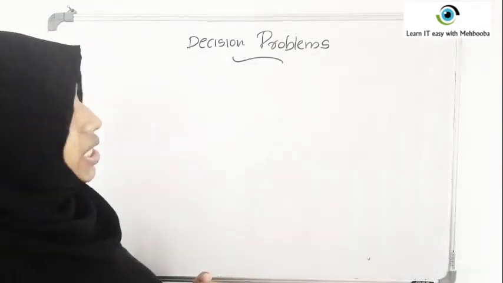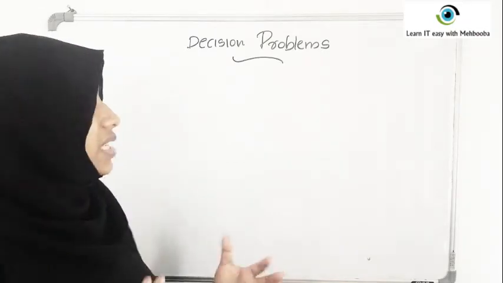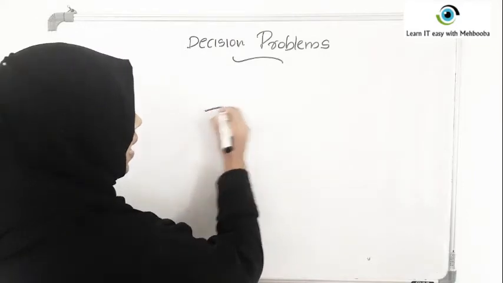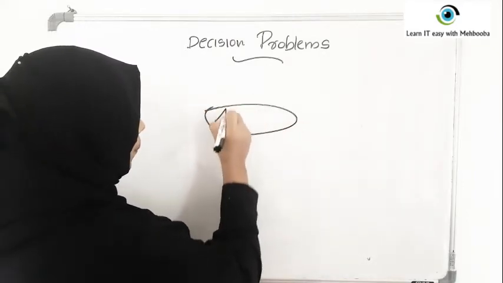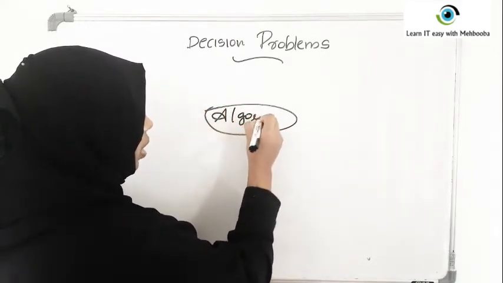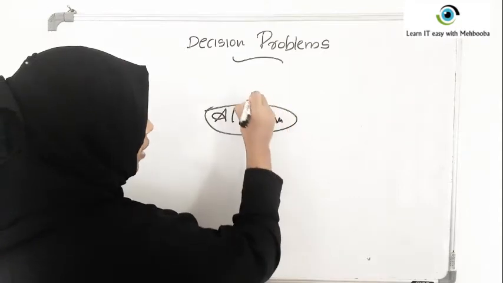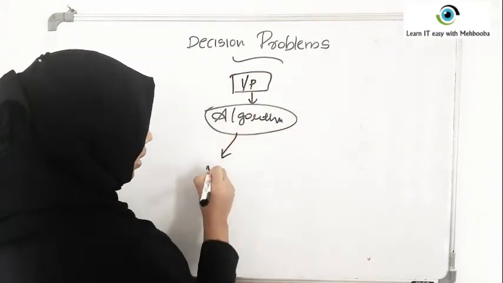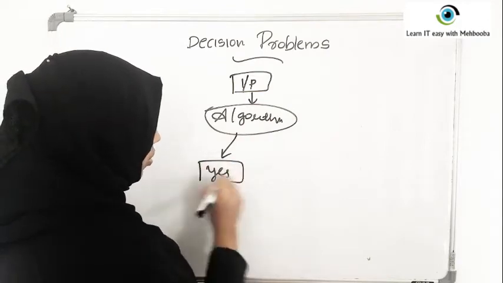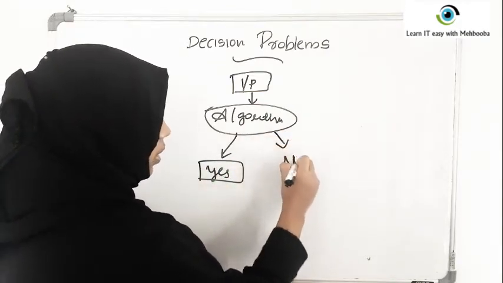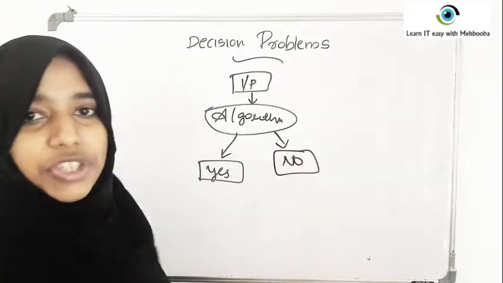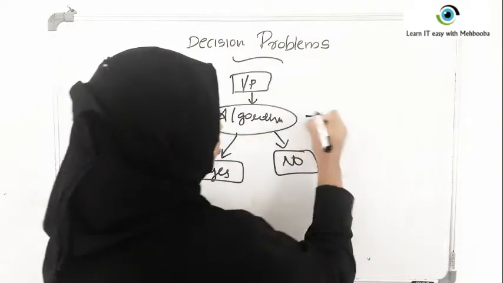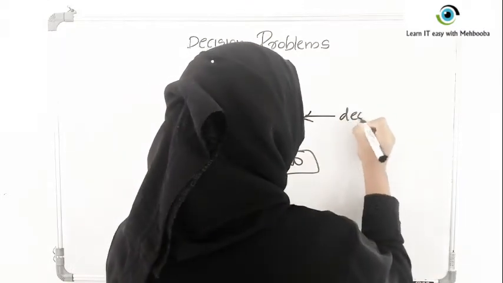Decision problems are problems which can be posed as a yes or no question. That is, we will have an algorithm, and if we give some input to this, it can say either a yes or a no for sure. This algorithm that is used to determine this is known as a decision procedure.